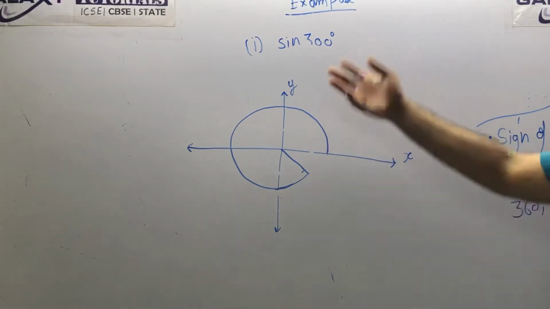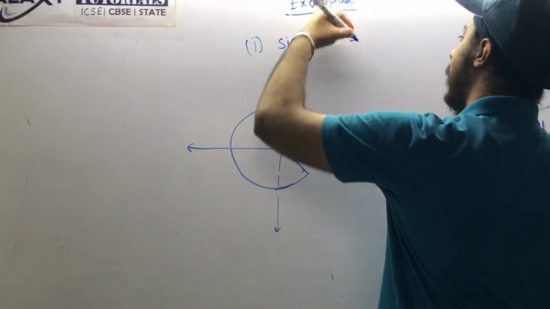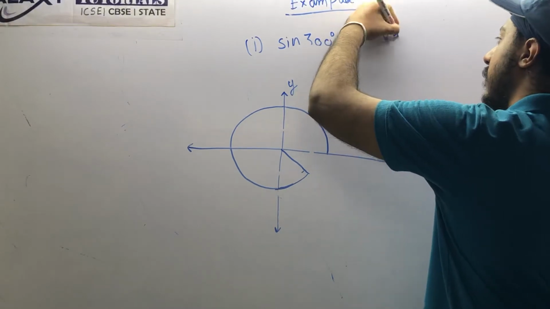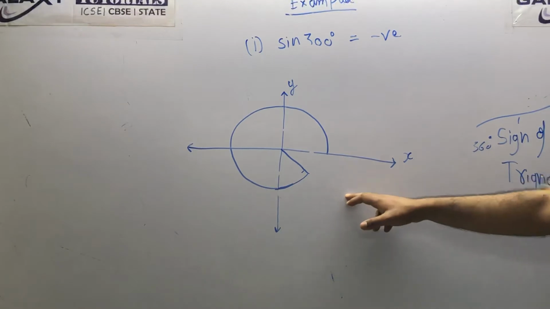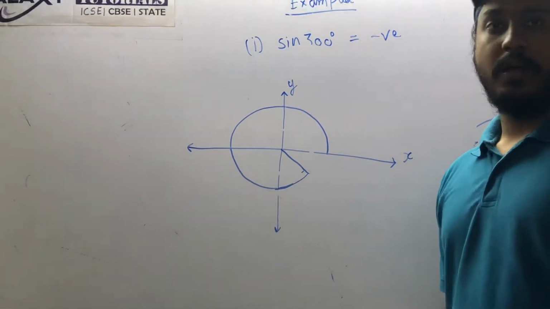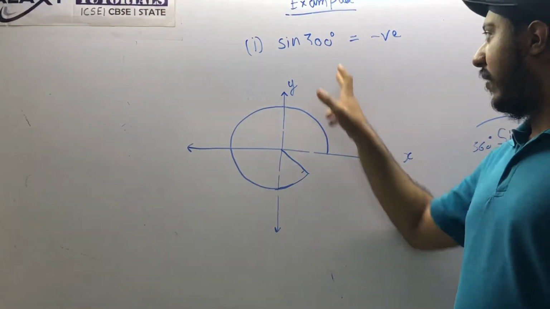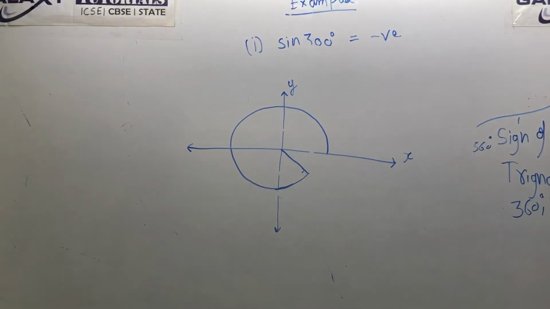What is the sign of sine in the fourth quadrant? I told you, the value of sine in the fourth quadrant is negative. Only cos has a positive value in the fourth quadrant. Sine will be negative. We were asked sine 300, so it will be negative. So this is the answer. This is the sign of sine 300. I hope that is clear.